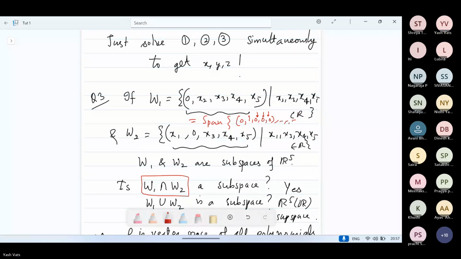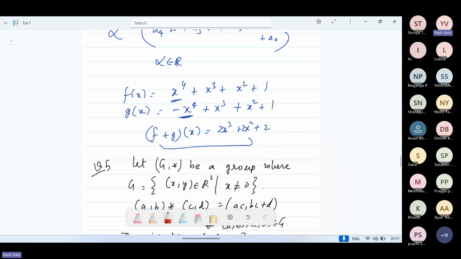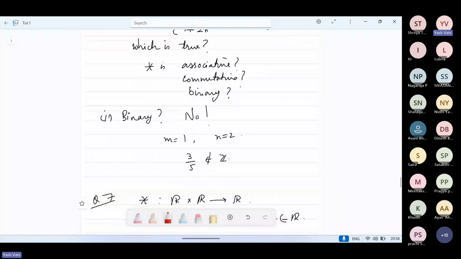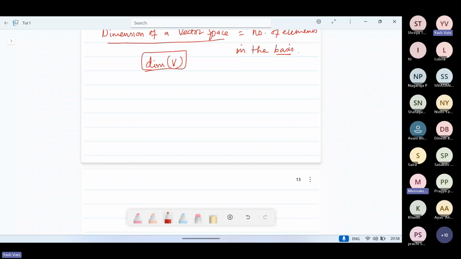So the dimension of W1 will be 4, and hence the dimension of W2 is also 4. The dimension of W1 intersection W2 is always less than or equal to the dimension of W1 and W2. So it should be less than 4; it can be 2 or 3. You need to check whatever lies in the intersection. That is all about bases, vector spaces, subspaces, groups.